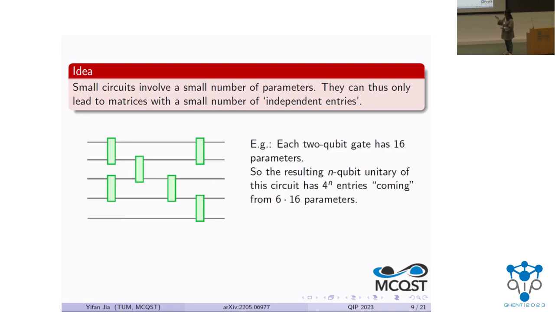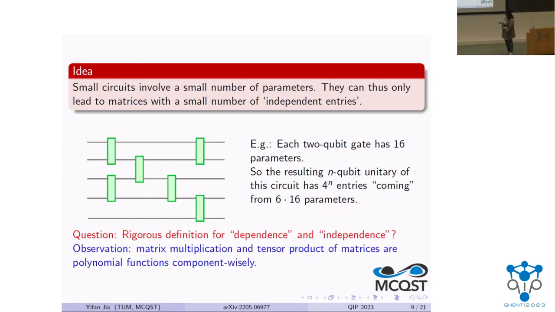So just think of this concrete example. You are trying to build up a circuit where each 2-qubit gate has at most 16 parameters, and now we have 6 elementary gates, which means the 4 to the power of n entries actually come from 96 parameters. Now comes the question. Of course, people are not happy with such a rough definition. So can we say something about this dependence or independence?